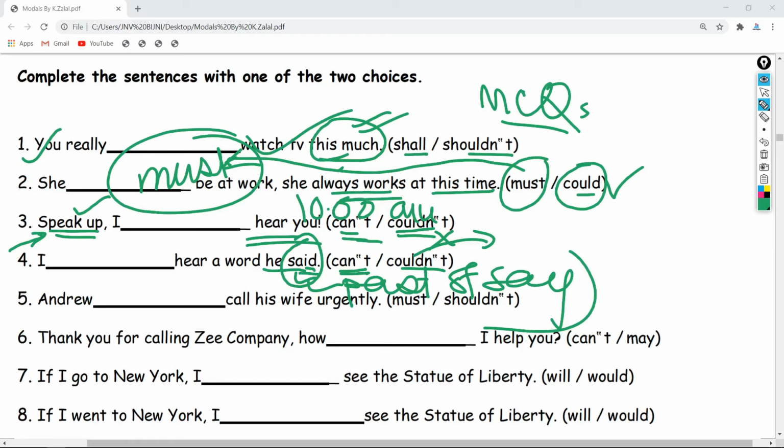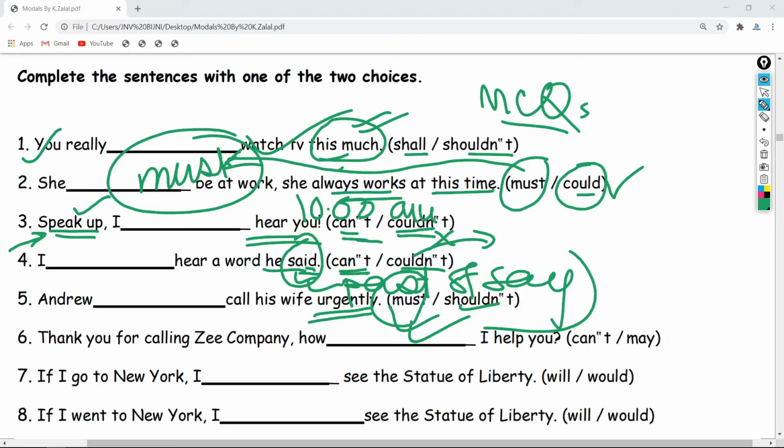Then let us see the next one. You should not or must call his wife urgently. So which one will be correct? This is very clear. You must call his wife urgently. It means that this is an emergency. Therefore, must is needed. There is no confusion here. There is no question of should not. You must call his wife urgently.